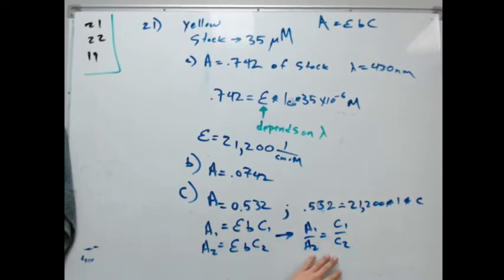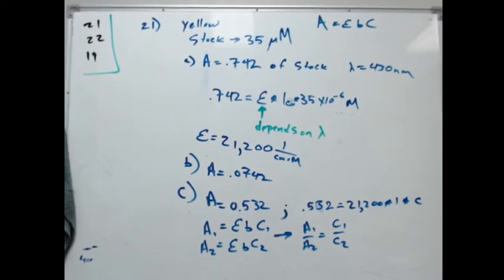Which is really why we define epsilon, right? Epsilon is this thing that gives us a relationship between absorption and concentration. So then you could use this and say, I know the absorptions, I know one of the concentrations, I've only got one thing to solve for. But that is essentially the same thing we're doing by defining epsilon.